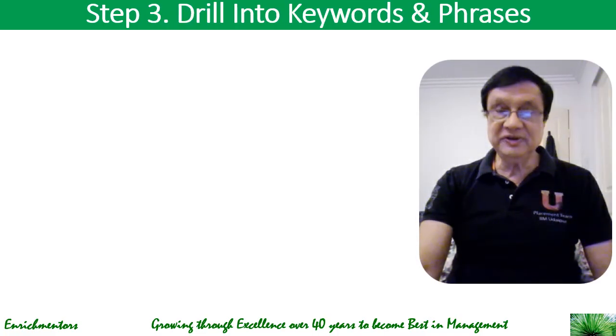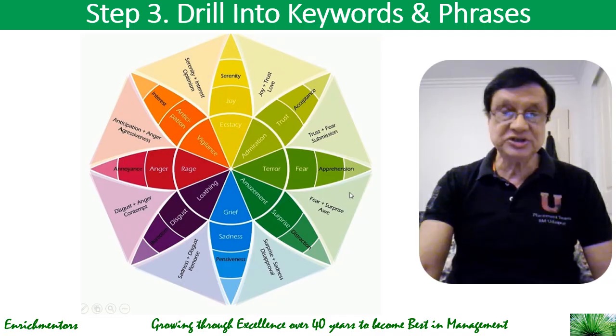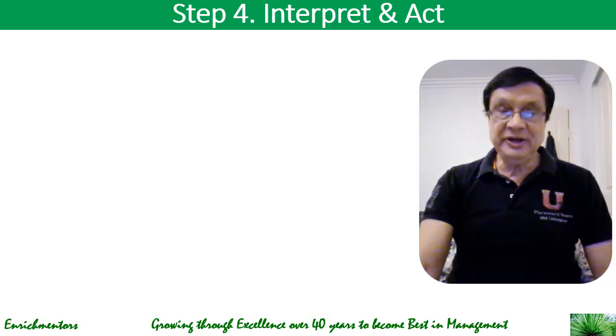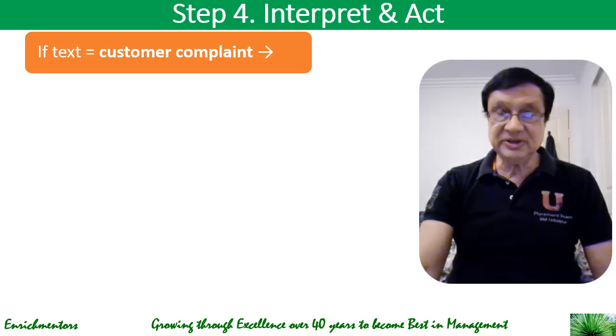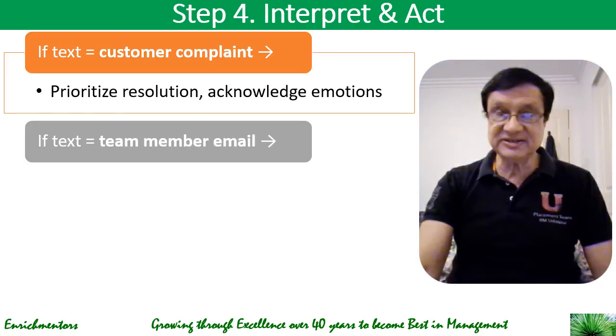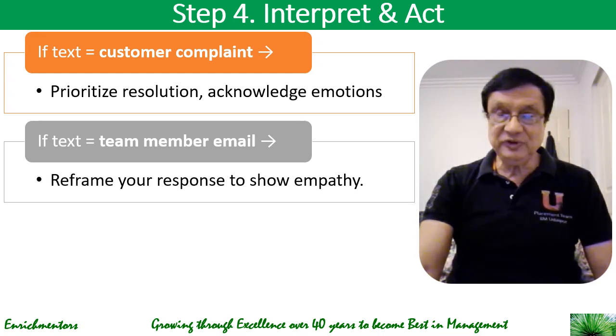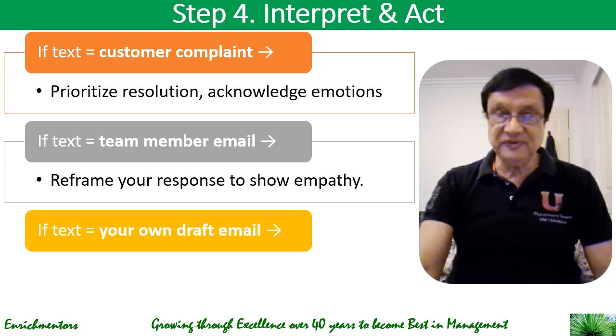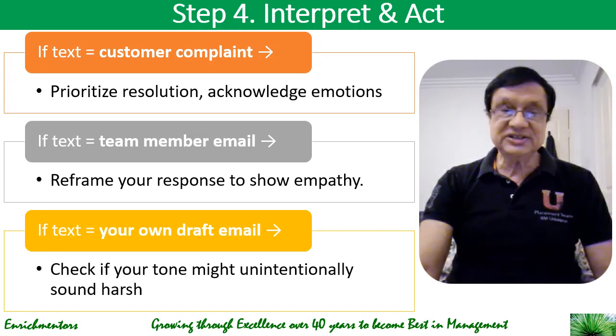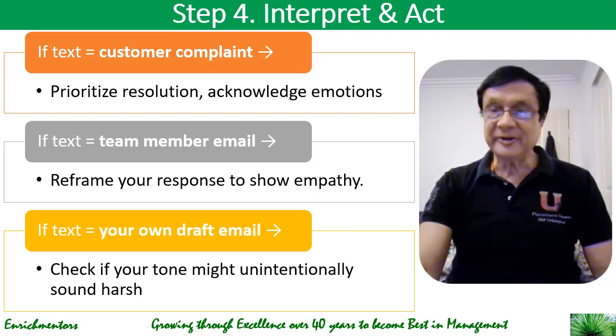Then you drill into keywords and phrases. The tools highlight which words triggered the sentiment, like dragging on, frustrated, and this helps you see the emotional hotspots in the communication. Then you interpret and act. If the text is a customer complaint, then you prioritize resolution and acknowledge emotions. If the text is a team member's email, you reframe your response to show empathy. And if the text is your own draft email, you check if your tone might unintentionally sound harsh. So that's how you do the interpretation and acting.